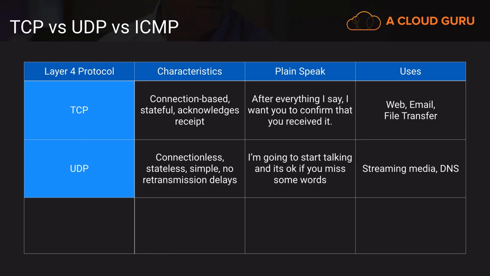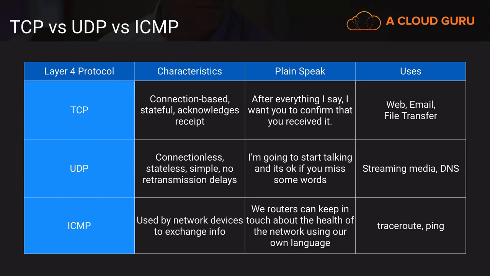UDP is used in streaming media applications and also in DNS, mainly in DNS because it's very simple, and streaming applications because it doesn't require an acknowledgement for every packet of information sent. Now, ICMP is kind of like the metadata language of the network. It's generally used by network devices to exchange information. And in plain speak, it would be something like, we routers can keep in touch about the health of our network using our own language. And ICMP is used in commands like a traceroute or a ping.